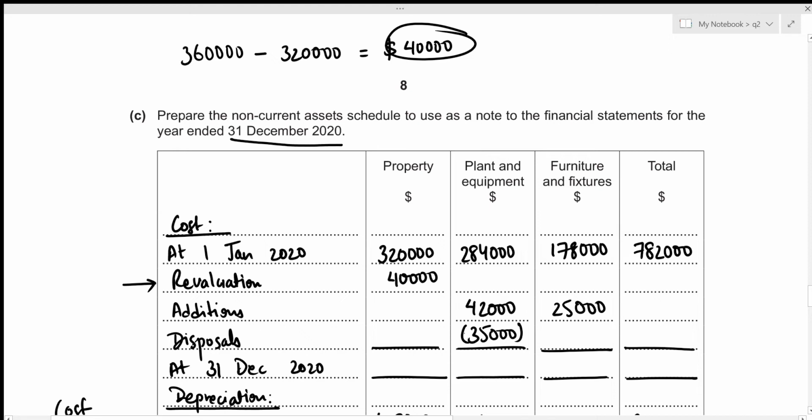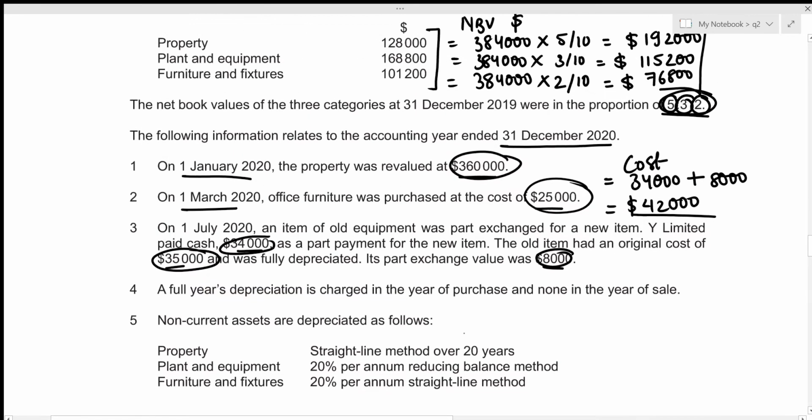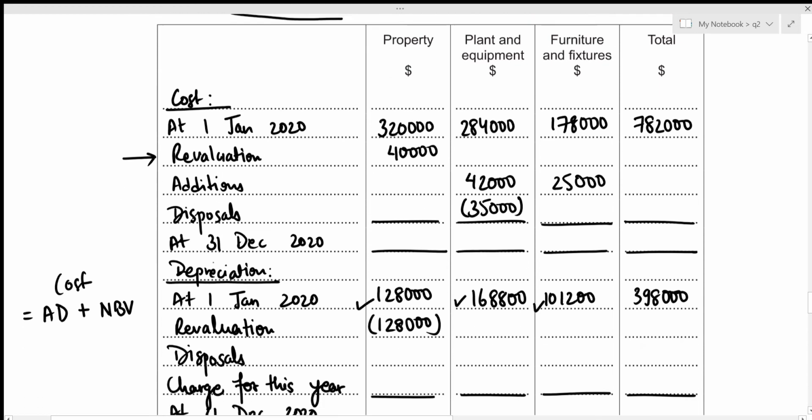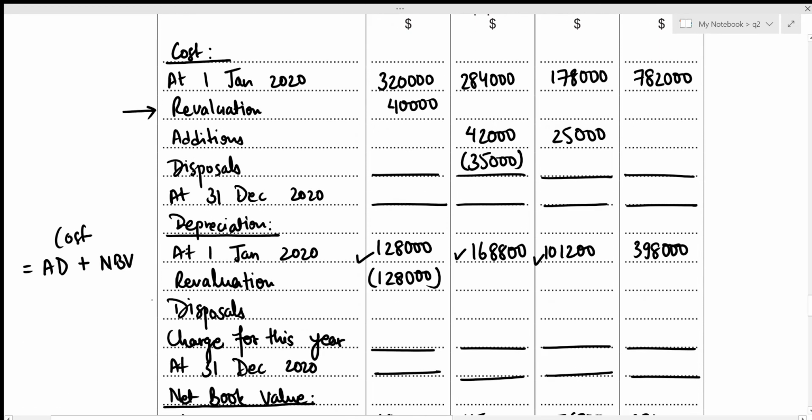And we know that whenever we are disposing assets, we also need to dispose all of its accumulated depreciation. So we need to subtract its accumulated depreciation as well, right? Let's have a look above. We were told that the old item had an original cost of 35,000 and was fully depreciated. So whenever an item is fully depreciated, it just means that its cost will be its accumulated depreciation. So the accumulated depreciation will also amount to 35,000, right? So we need to subtract this accumulated depreciation in our depreciation section. So that was for plant and equipment, and we are just disposals right here. So we need to subtract its accumulated depreciation of 35,000.